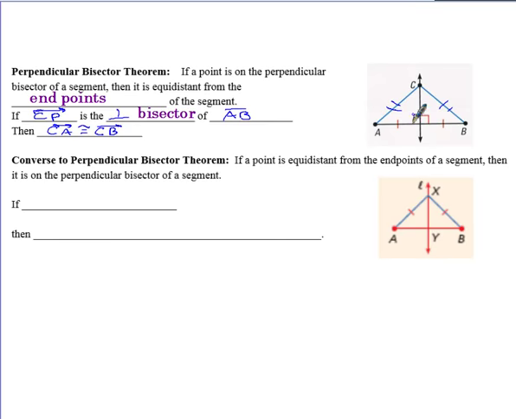Again, the reason that we can do that is we have a side angle side situation going on here. So using CPCTC, we can mark these sides congruent.